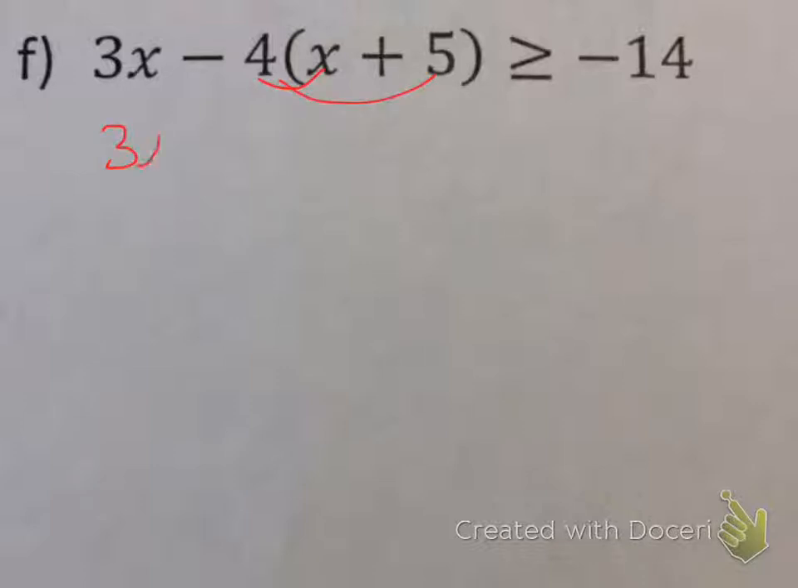So we're going to have that 3x. This negative 4 times x is a negative 4x. This negative 4 times 5 is a negative 20. It's greater than or equal to a negative 14.